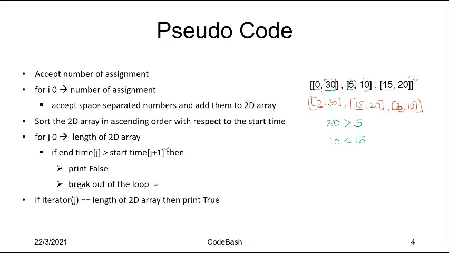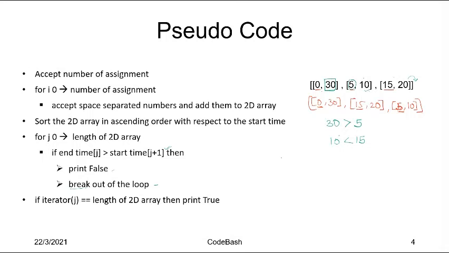And suppose that, okay, we break out of this loop, but how do we know when to print true, right? So this is also an important part. So if your iterator j is equal to the length of the 2D array, then you print true. Otherwise your code will assume that it has printed false. So let's see how this works.